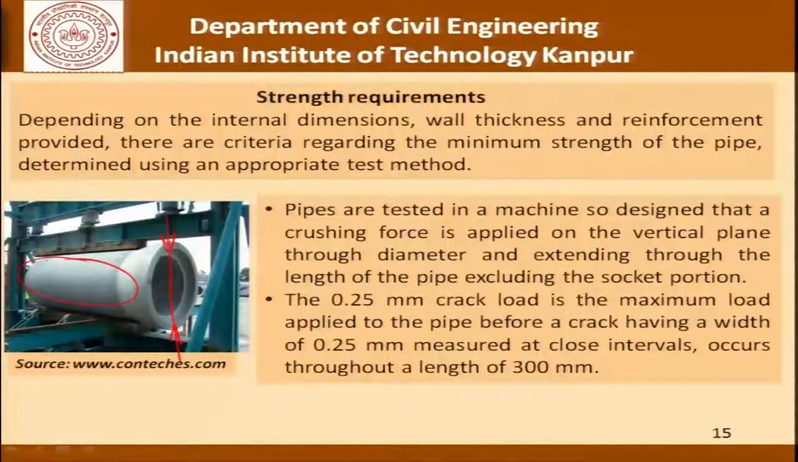And that is what we have to keep monitoring, and the standard is that those cracks should have a width of 0.25 mm. If we get 0.25 mm cracks for a length of 300 mm, then that is the load where we stop and say that, well, that becomes our strength of the pipe. So the strength of the pipe is not to failure, but to the extent of causing the onset or creation of crack widths of 0.25 millimeters.